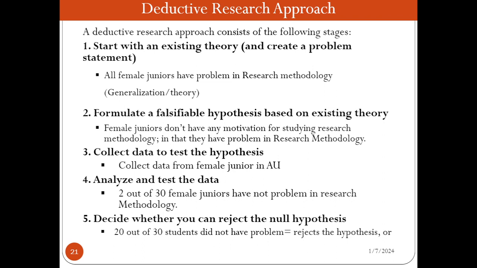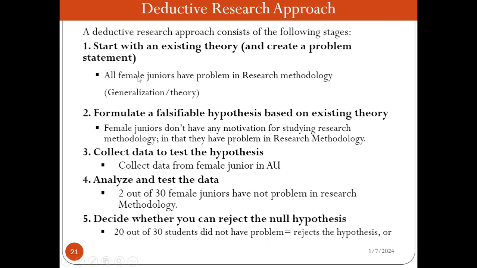See, one thing, I have provided you here a practical example which is quite tentative. Suppose that in here maybe you got confused at 20 because above we had 2 out of 30. If 2 out of 30 female students have not problem in research methodology, then this generalization is wrong. We cannot say all females, right? Because only 2 out of 30 female juniors have problem or not have problem.